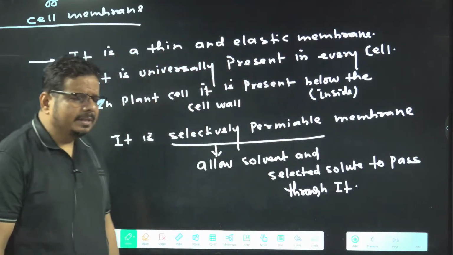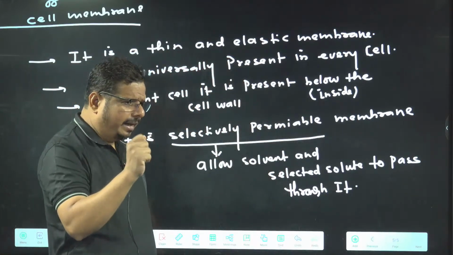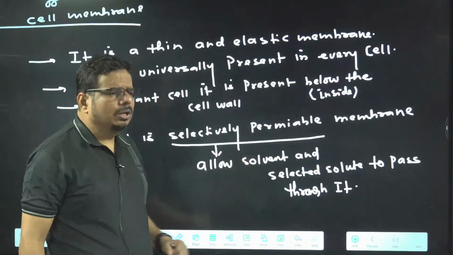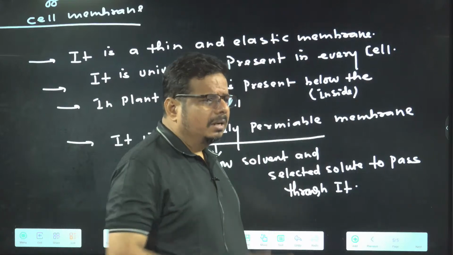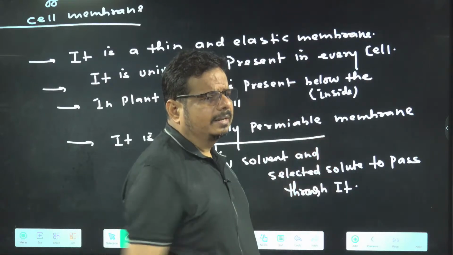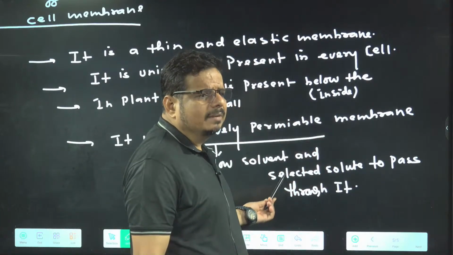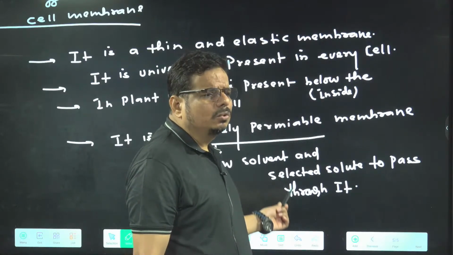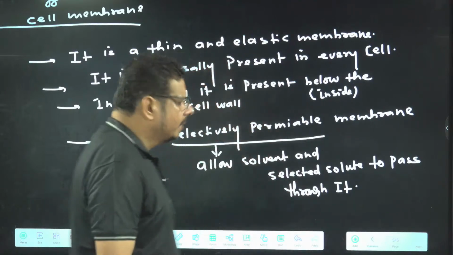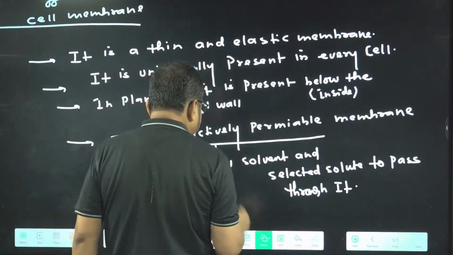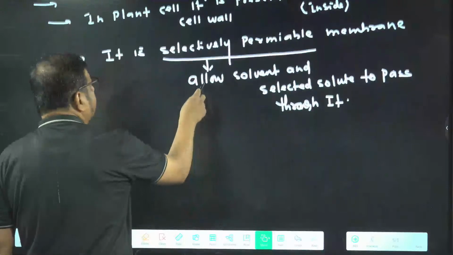So it is given gated entry to whom? Solute. You are in, you are out. They are selective in nature, but it allows every solvent. You can say about water, if you talk about a solution, it allows selected solute as well as solvent. So it is a selectively permeable membrane.